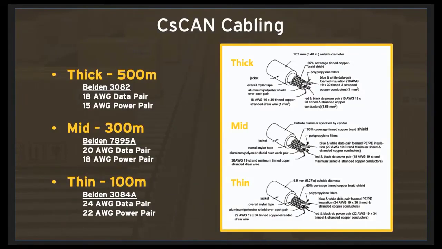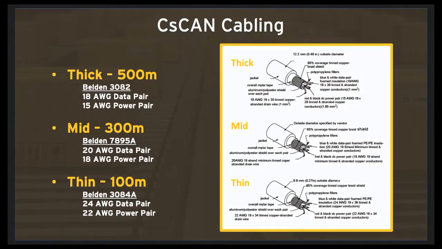All right, so we've talked about topology and the limits in terms of node addresses and distance. Now let's talk about cabling, because one thing that a lot of people do not realize is that with CsCAN and CAN in general, you really need to use specific cable. You can't just use any old twisted pair that you might use for Modbus RS-485 with a CsCAN network or a CAN network in general.